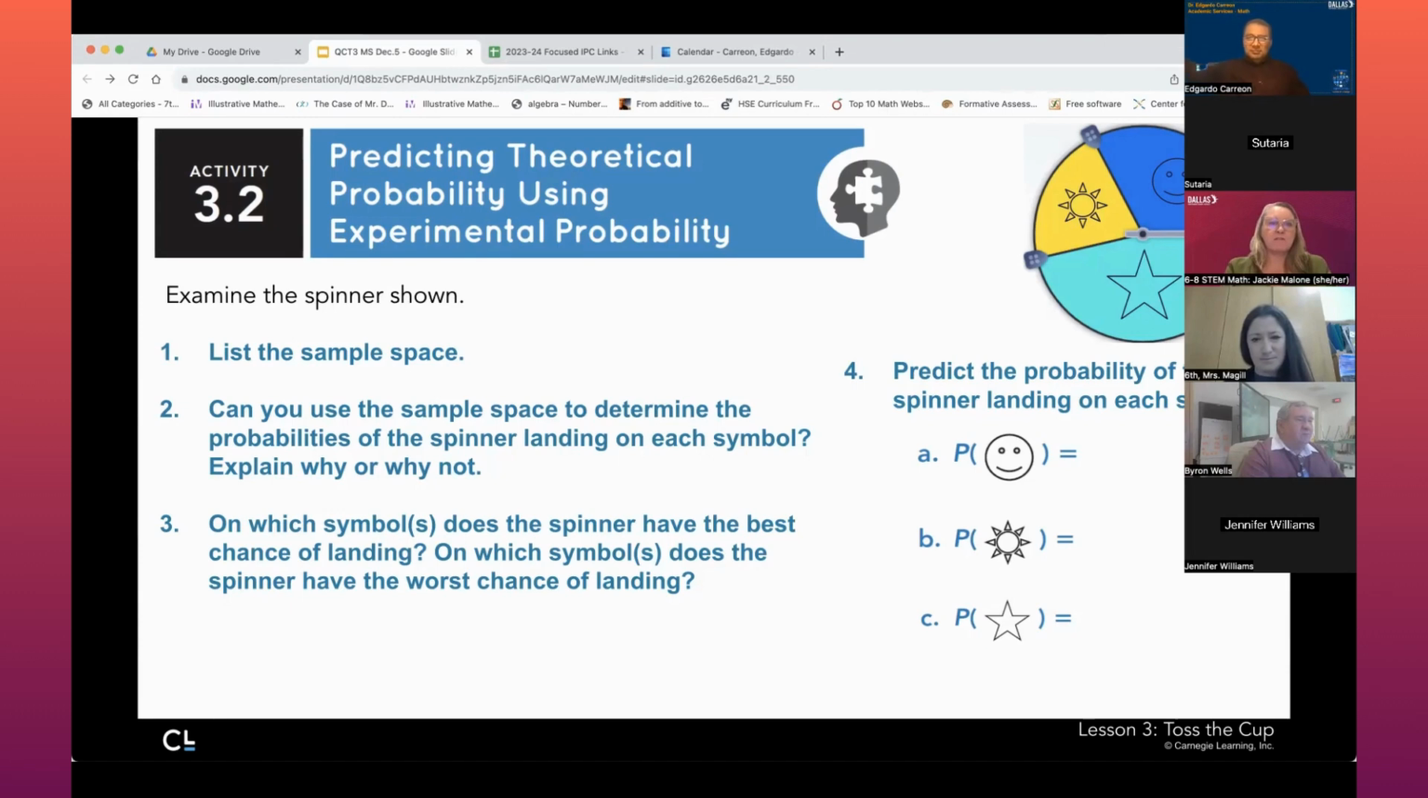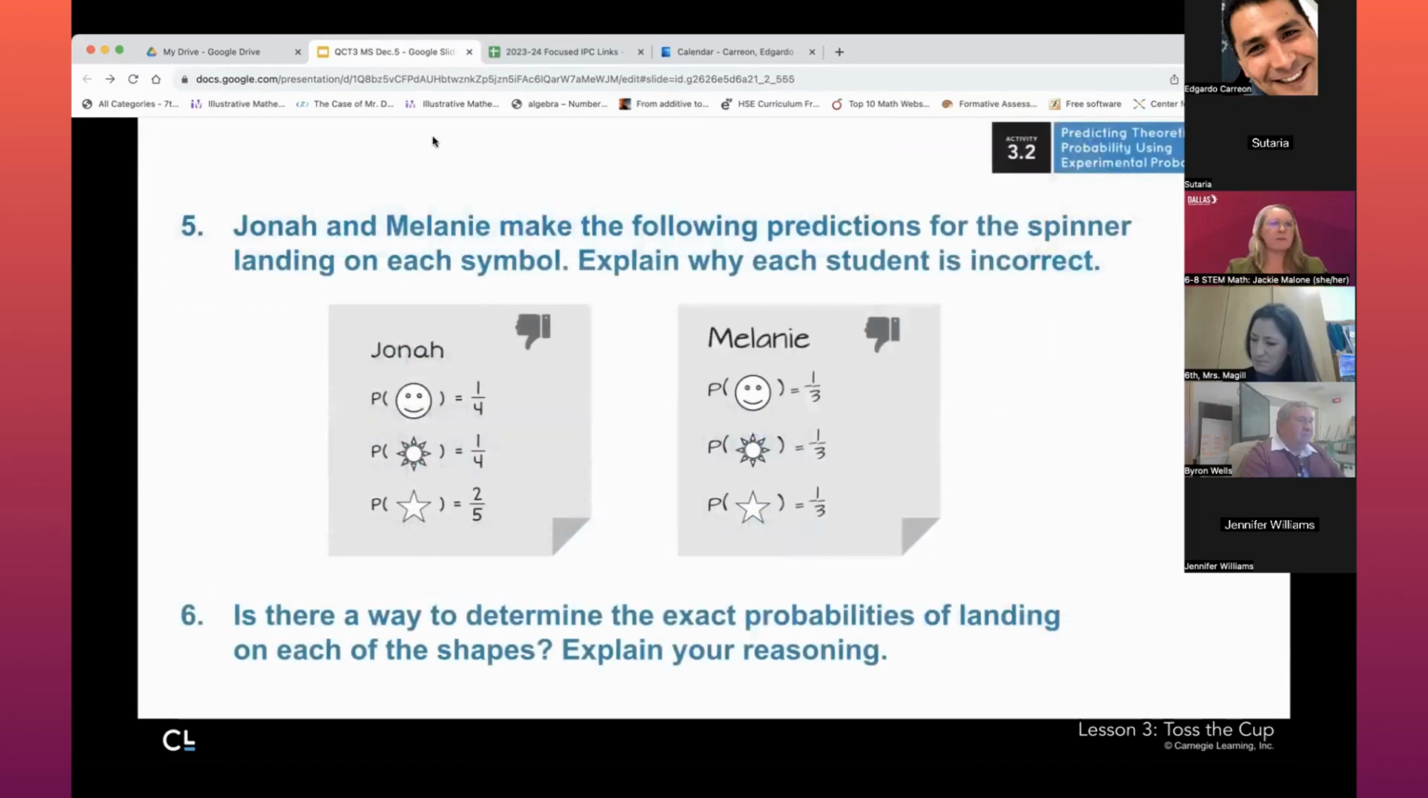If we look at question number 4, the probability of it landing on a smiley face. I know Sataria had said 1/3. And then I'm not sure, there was a gentleman. Was that you, Mr. Wells, that said it was almost half for the star? Yes. And then what about the sun? Just under 1/4, maybe 20%. Yeah, that one's a little bit harder to tell, right? Okay, well, there we go.